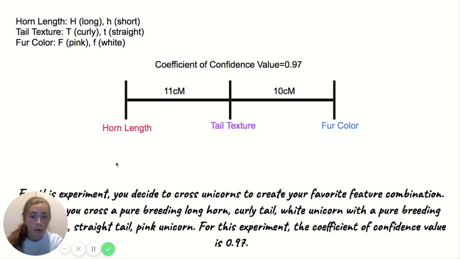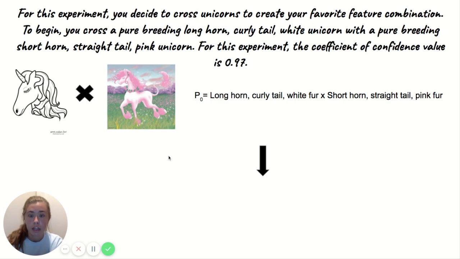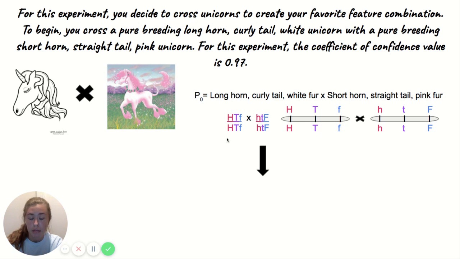So for this experiment, we're going to first cross a pure breeding longhorn curly-tailed white unicorn with a pure breeding short-horn straight-tailed pink unicorn, using our coefficient of confidence value of 0.97. So for our parental zero generation, we're going to perform the cross just mentioned, and this can look two different ways. It can be shown in a fractional format like this or on chromosomes, but both will show pure breeding big H, big T, little f crossed with little h, little t, big F.